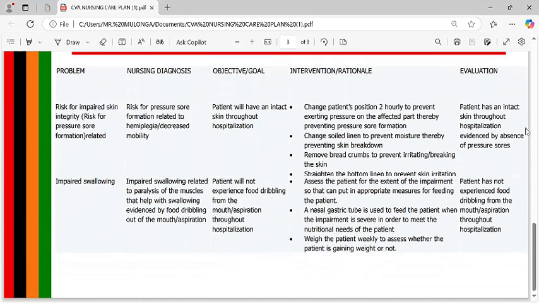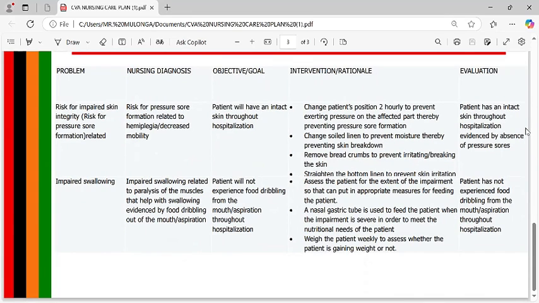So from there now, we're going to look at another problem. Another problem that we have, we'll start with an actual problem, then end with a potential problem. So the fourth problem that we can put here is impaired swallowing. So remember that this patient is paralyzed.